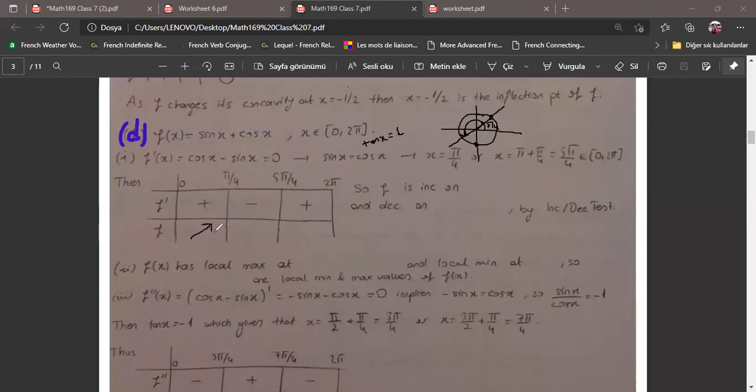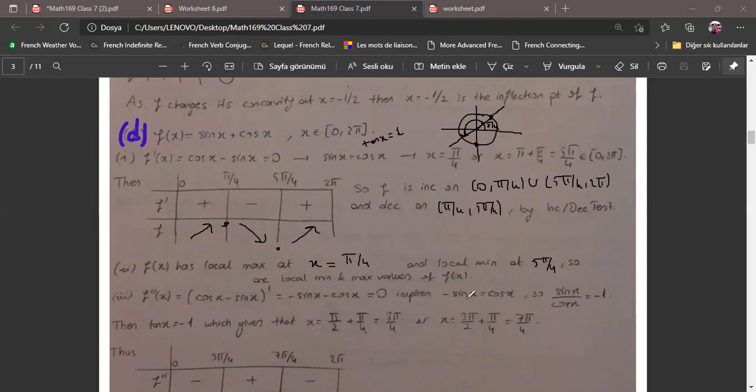So it gives f is increasing here and decreasing on this interval. So in other words, f is increasing on 0 to pi over 4 union 5 pi over 4 to 2 pi, and it's decreasing on pi over 4 to 5 pi over 4. Okay, so it has a local max at the point pi over 4 and a local min at 5 pi over 4.